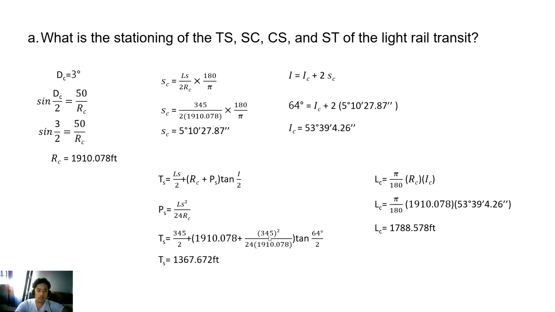So, 345 squared over 24 times 1,910.078, which is yung RC natin. So, ngayon, times din natin sila sa tangent 64, which is yung I over 2. So, ang TS natin is 1,367.672.